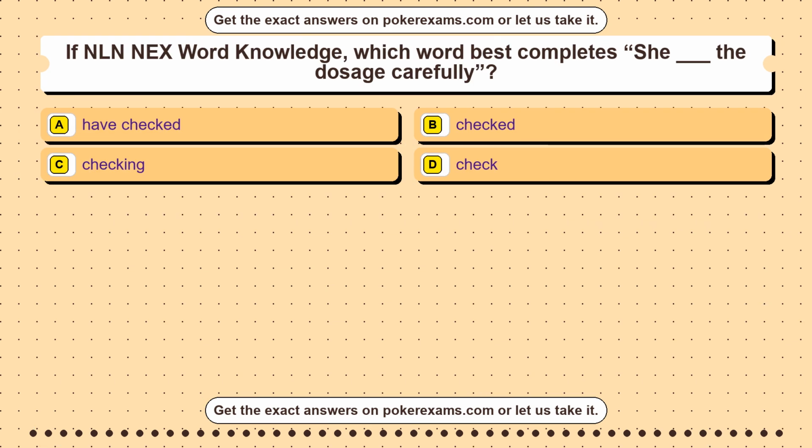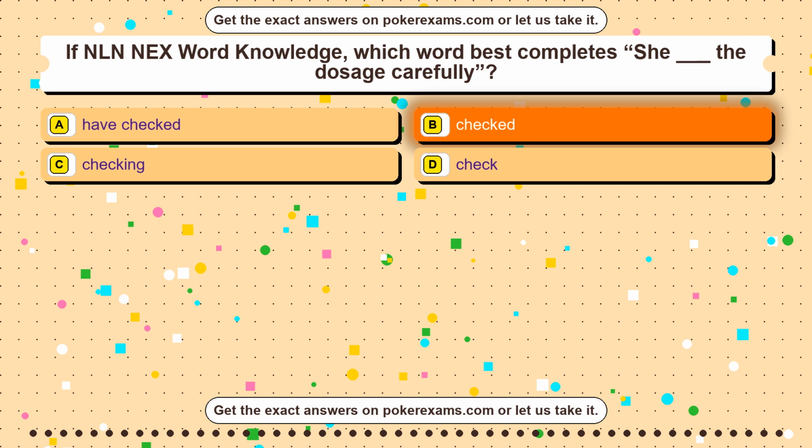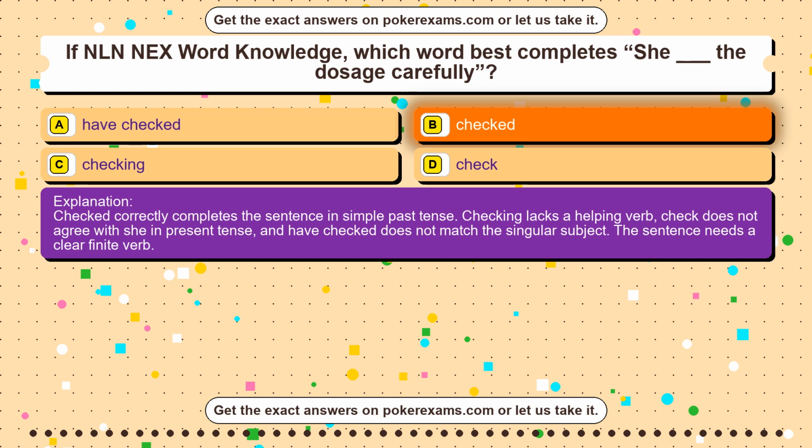Question 20. If GED word problems practice, which number is the median of 2, 5, 9, 10, 14? Option A, 14. Option B, 5. Option C, 9. Option D, 10. The correct answer is option C. The median is the middle value when numbers are ordered, which is 9. 5 and 10 are adjacent but not in the middle. 14 is the greatest value, not the median.